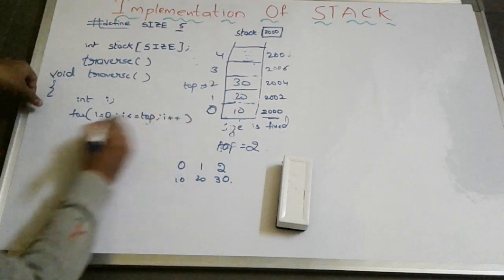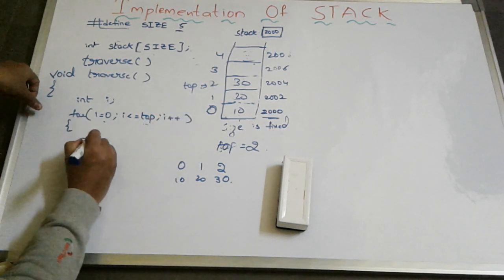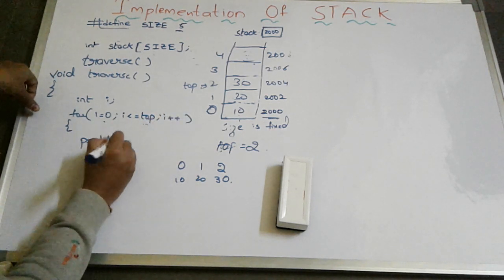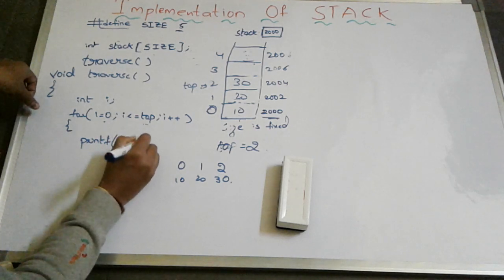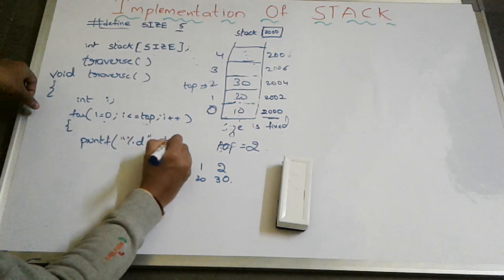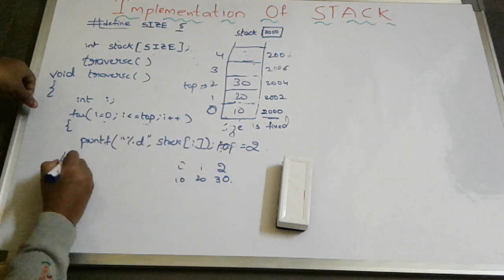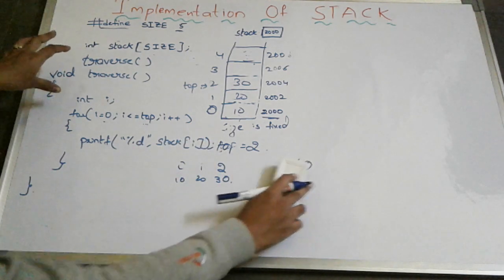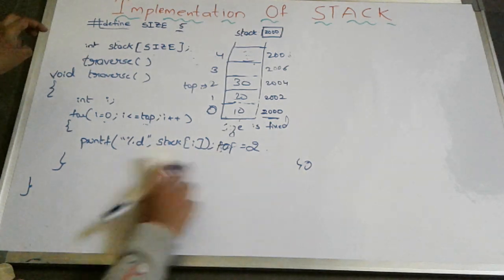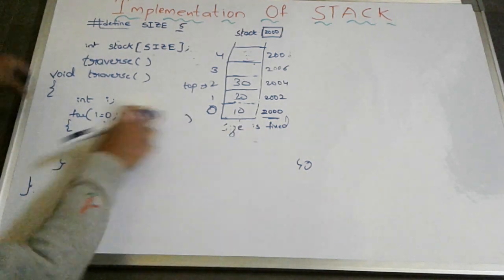So i plus plus, printf %d stack of i. That's all. This is the traverse function, and now it's time for the peek operation.